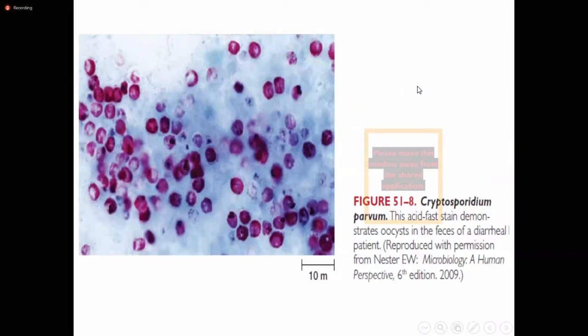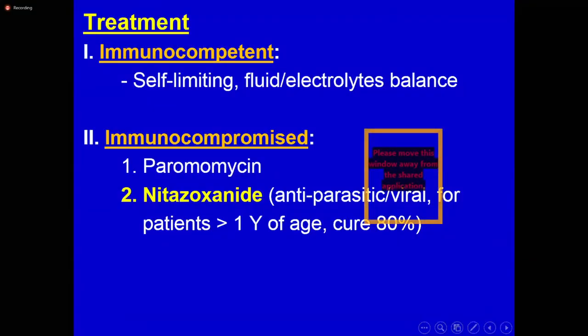Treatment usually self-limiting, as I said, just supportive, fluid and electrolyte. In immunocompromised, we use paromomycin اللي ذكرناه بالجيارديا قبل شوي بالpregnancy, and nitazoxanide, also antiviral for patients who are above 1 year of age. It has a cure rate of 80%. Nitazoxanide.